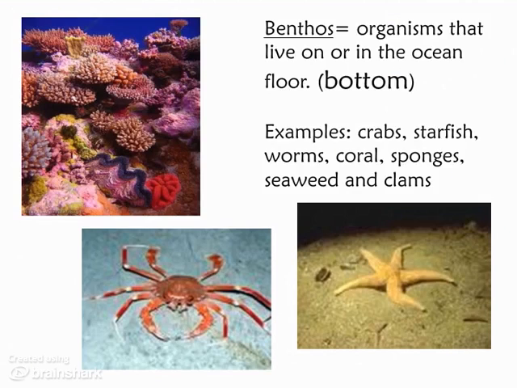The last kind of organisms are called benthos. These are organisms that live on or in the ocean floor. An easy way to remember this is that they live on the bottom. Benthos are in the bottom. And so these organisms don't swim freely through the water. Most of the time they crawl around on the ocean floor, or they're a type of plant that grow out of the ocean floor. So some examples of those would be crabs, starfish, worms, corals, sponges, seaweeds, and clams.